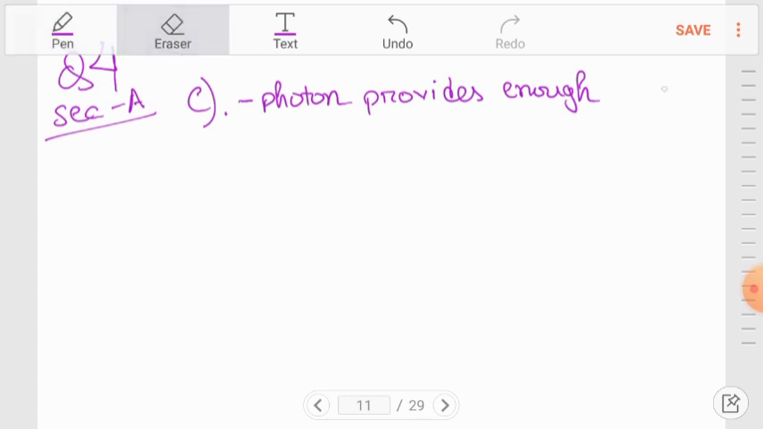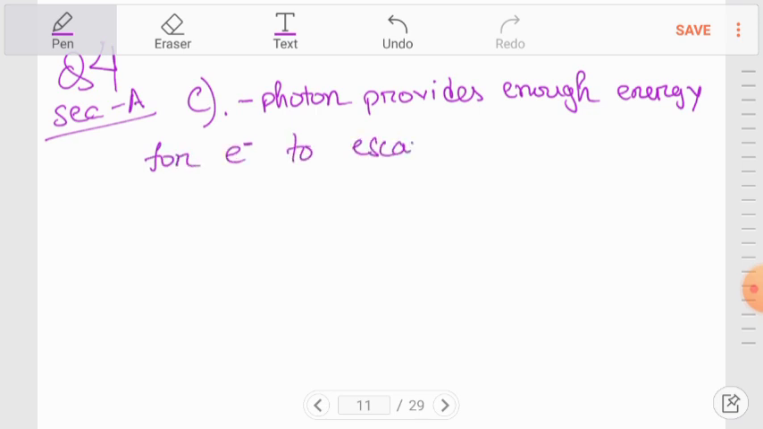I made a mistake, sorry. Energy for electrons to escape metal surfaces. So yep, the answer for question number 4 is option C. I hope question number 4 was clear.